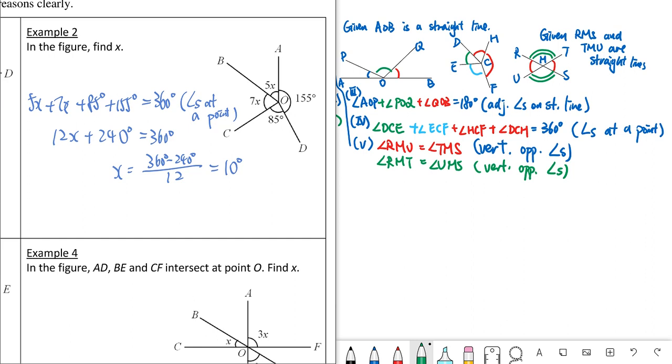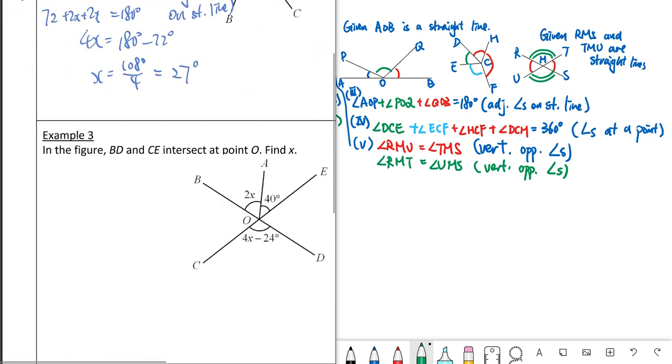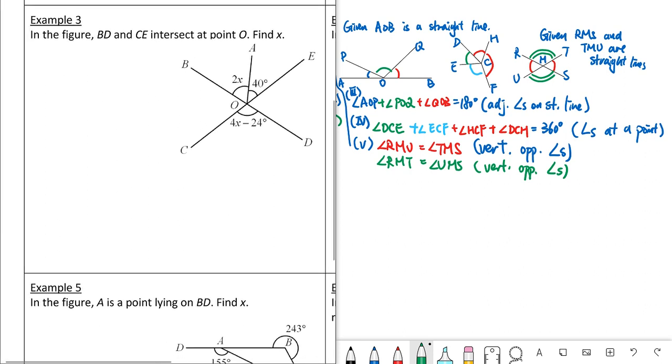Okay, therefore, this is a very direct application of the property, angles at a point. And then question number 3: you observe that the figure looks like the angles at a point. It looks like many angles stick to one point over here, right?